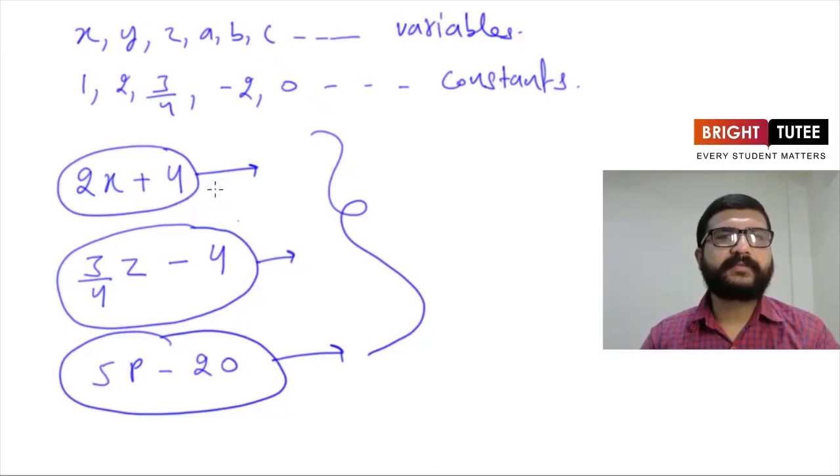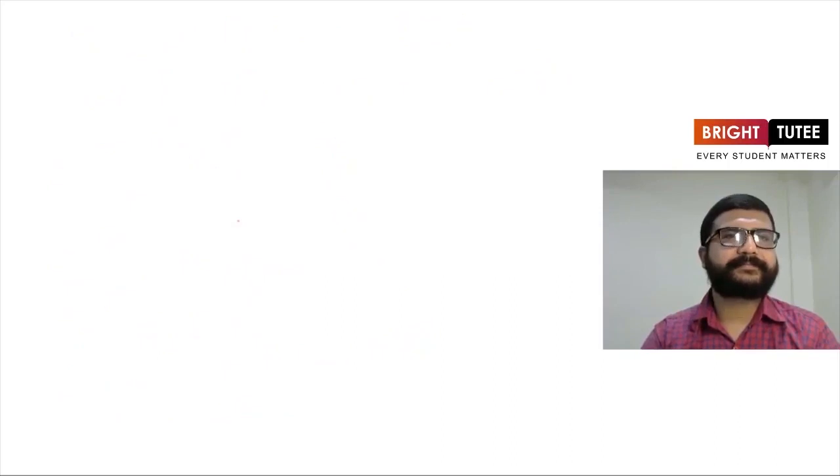So here if we observe carefully, we are just multiplying a constant with a variable. We are combining constant and variable. Can we combine variable with variable? Will it form an algebraic expression? If we combine a variable with another variable, let's check that out now.